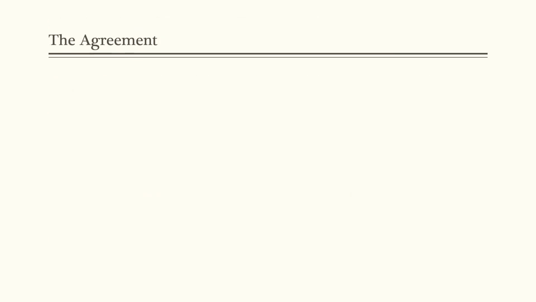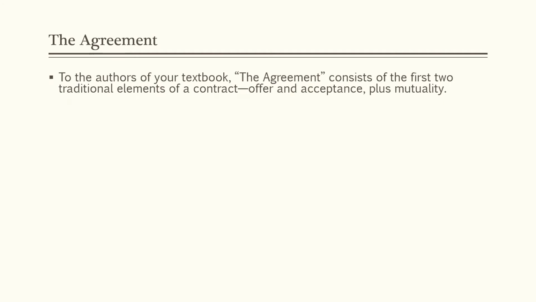We're going to turn from the classification of contracts to what the authors of your book call the agreement. To the authors of your textbook, the agreement consists of the first two traditional elements of a contract, offer and acceptance, plus mutuality. In the book, I think for convenience of presentation, they have consolidated the first three traditional elements of a contract, offer, acceptance, and mutuality, into something that they call the agreement.